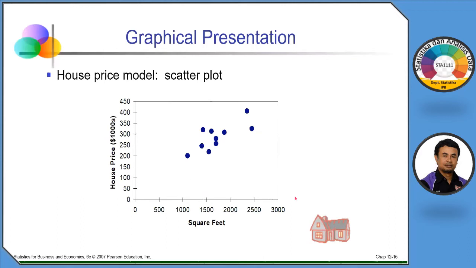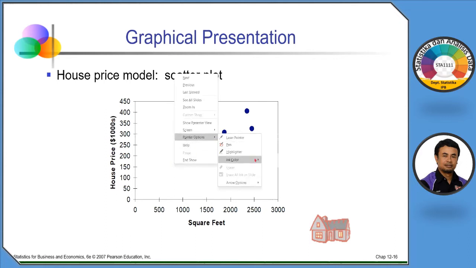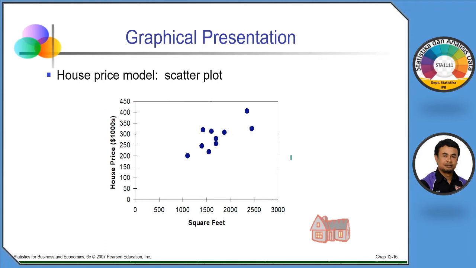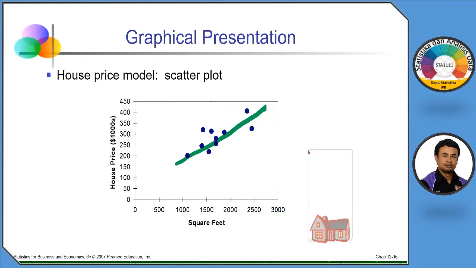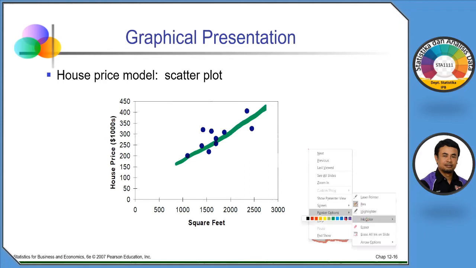Let me use a highlighter with a different color so that it will be more clear. It seems the pattern of the scatter plot is like this. So this one will be the regression line. The pattern is like that. This line has an equation.